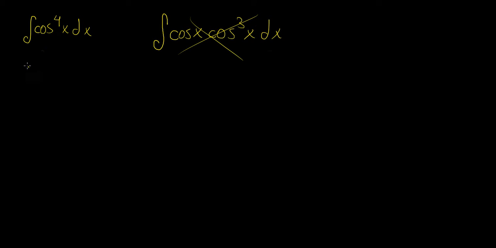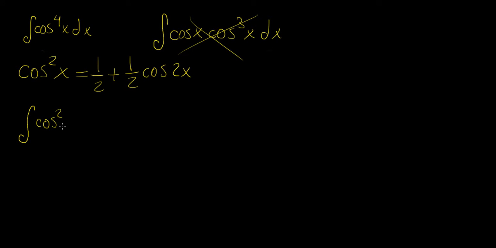What we can do is take advantage of the fact that we know the trigonometric identity for cosine squared x. So this is equal to half plus half of cosine 2x. And now we're going to express this integral in terms of cosine squared x times cosine squared x.